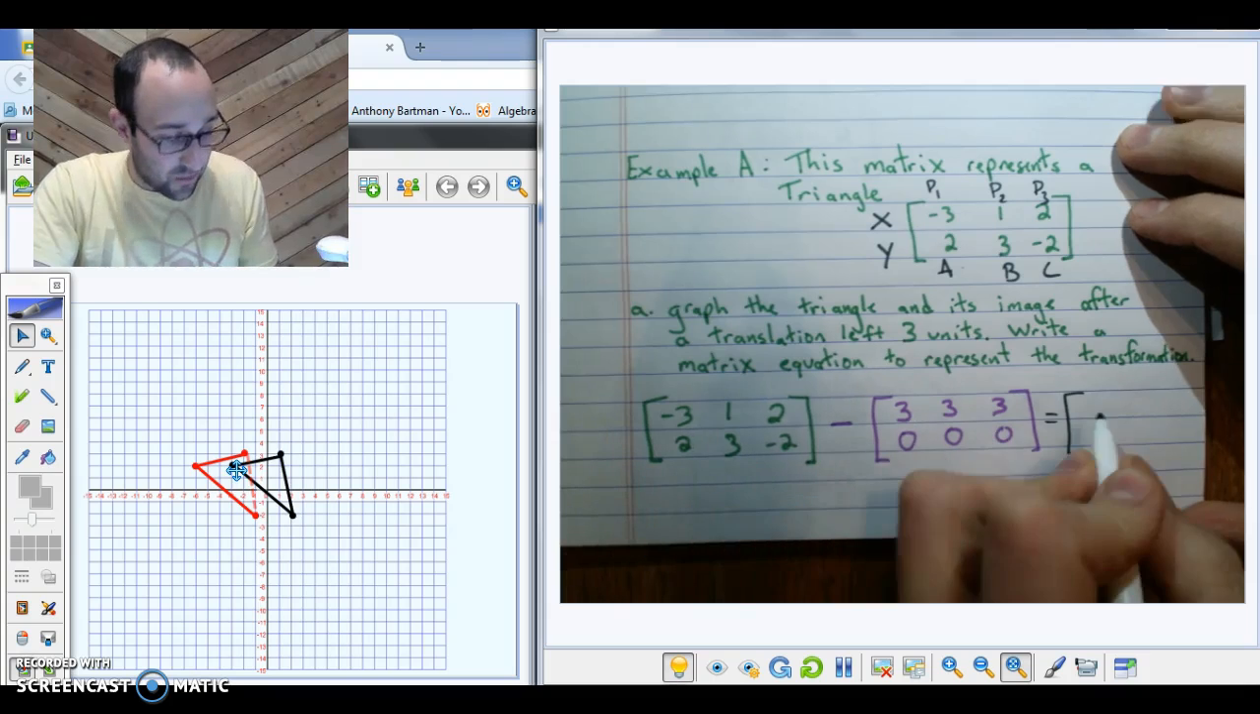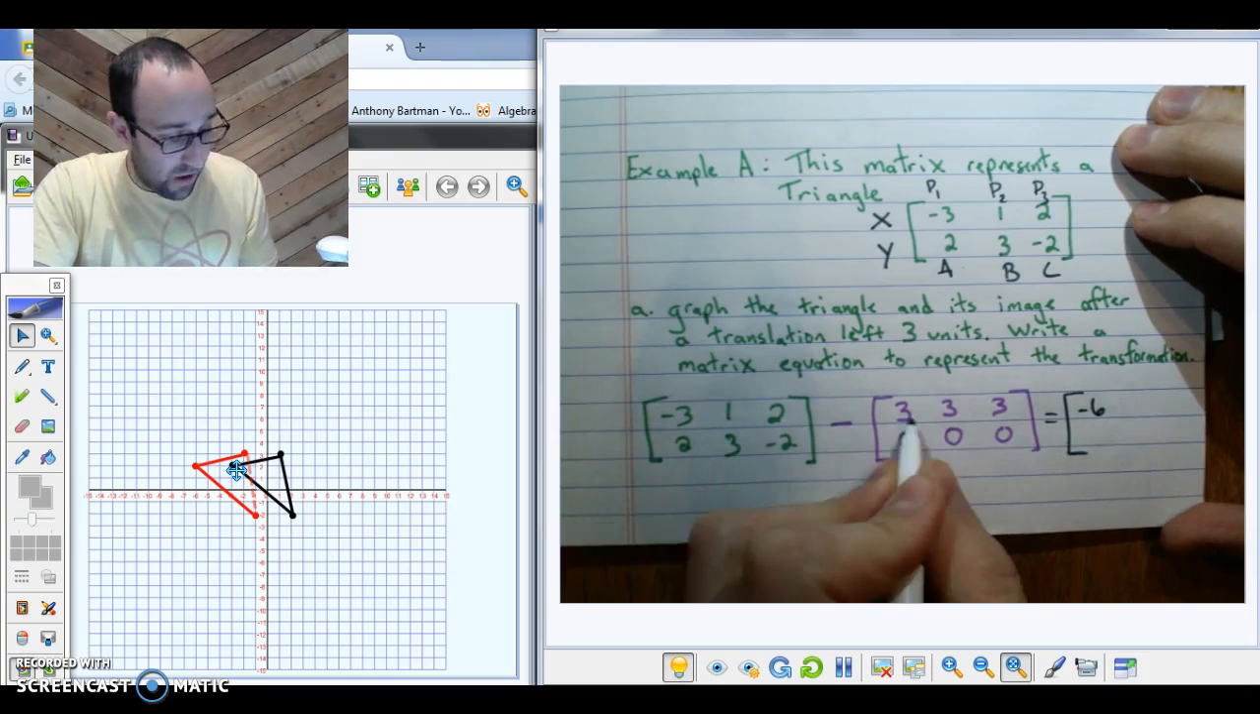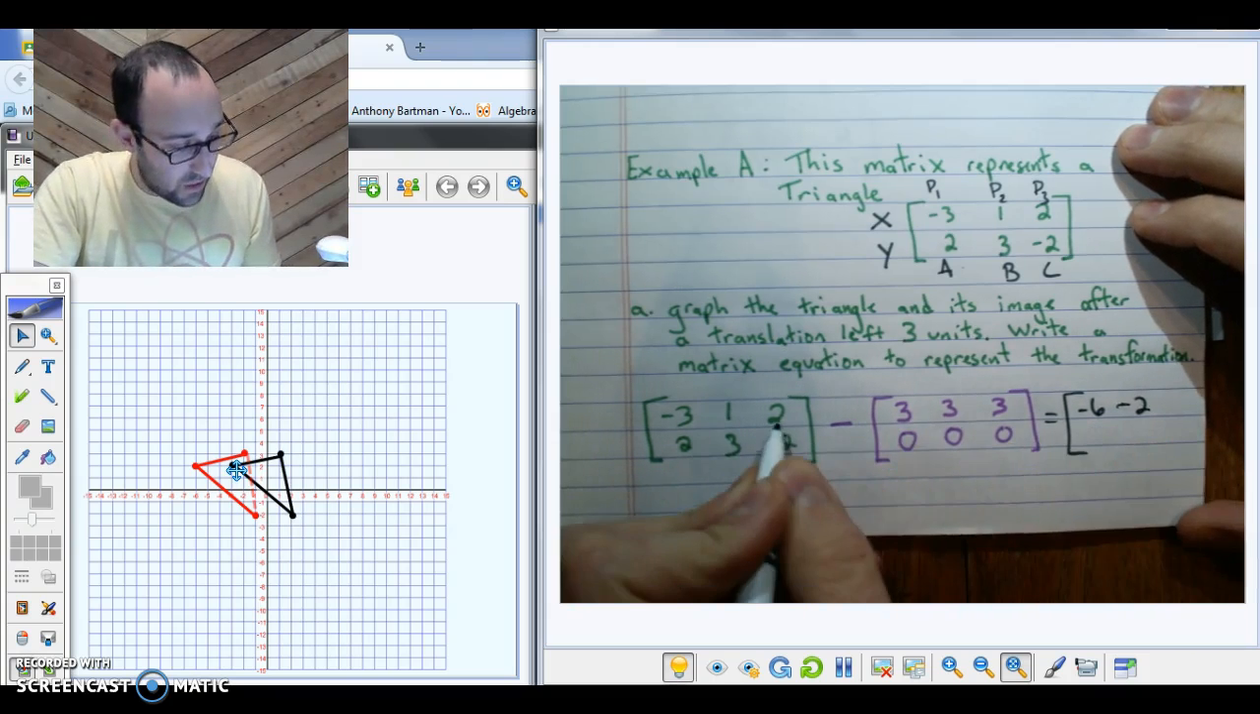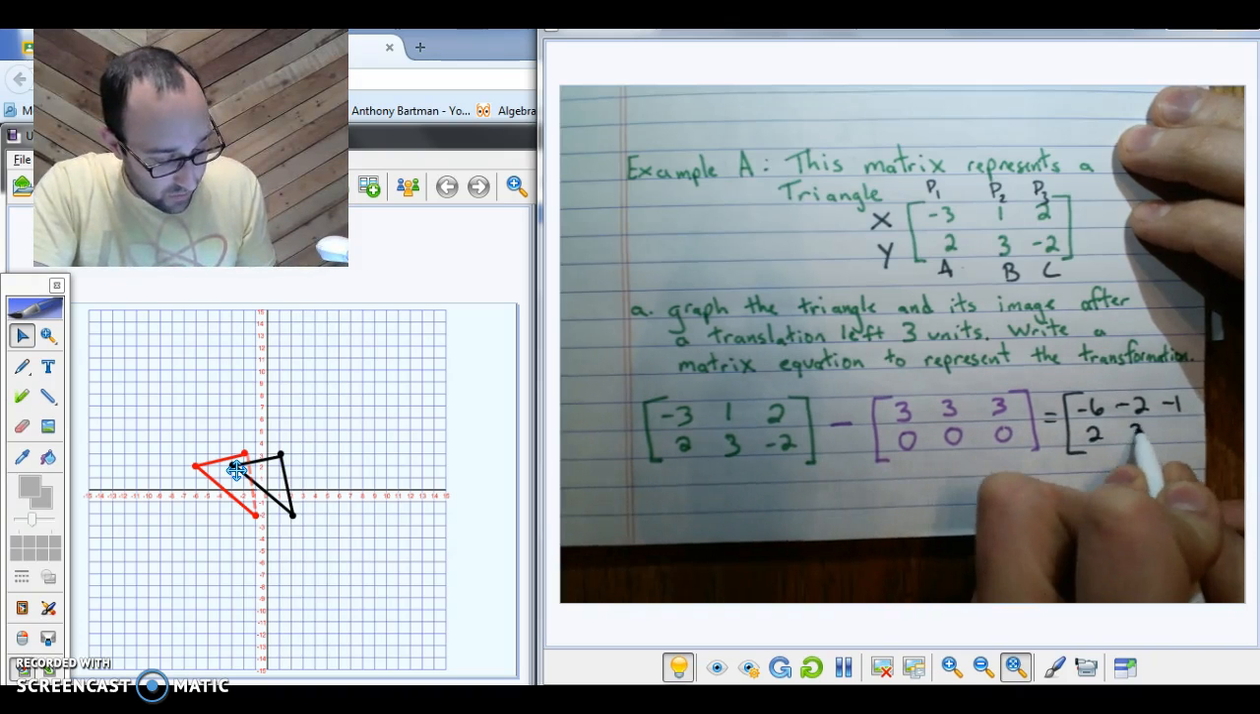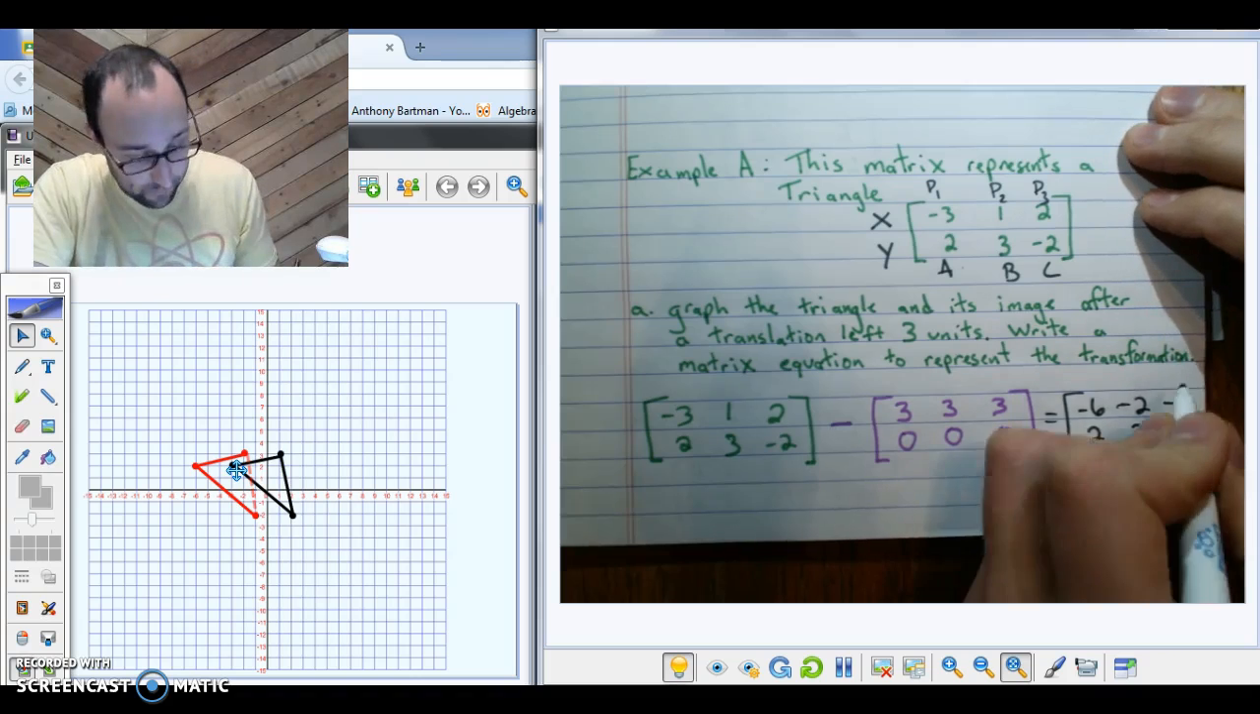negative 3 minus 3, negative 6. 1 minus 3, negative 2. And 2 minus 3 is negative 1. These all stay the same. 2, 3, negative 2. All right.